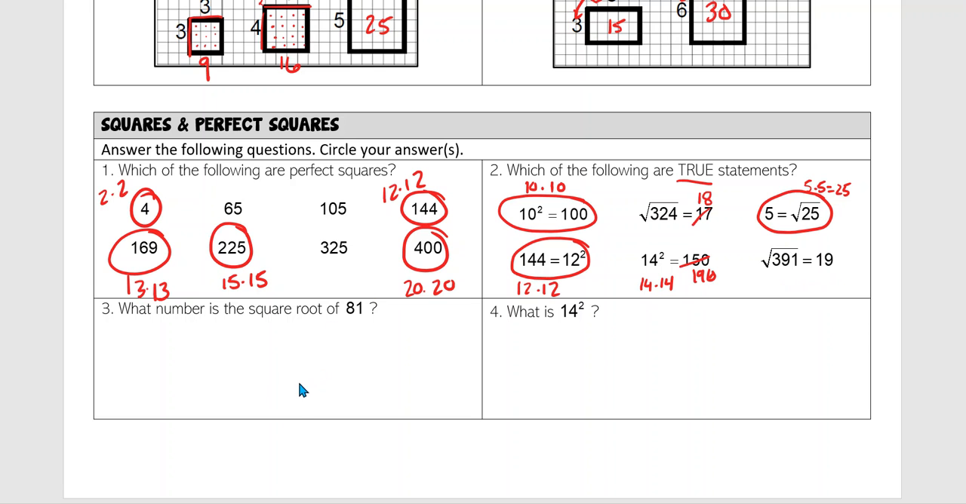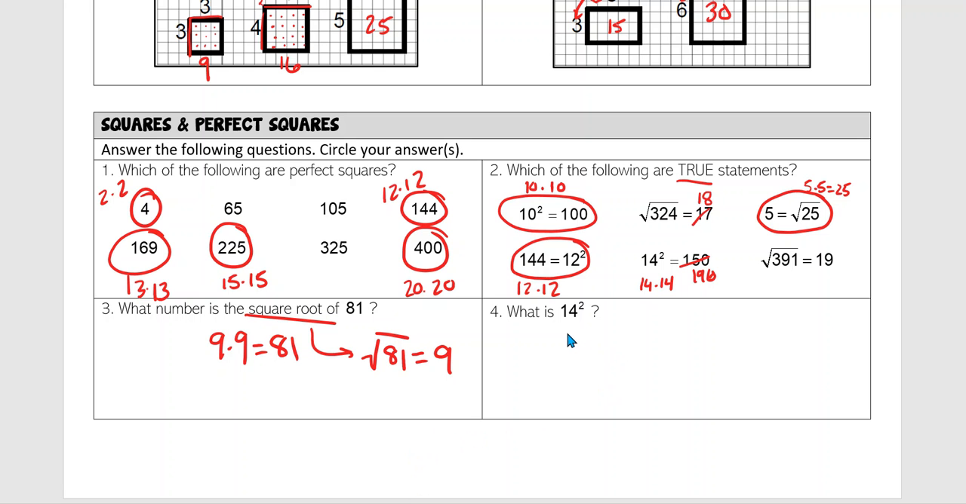If we want to know what number is the square root of 81, we want to know what number times itself is equal to 81. Go ahead and answer that now. All right, so something times itself is equal to 81. 9 times 9 is 81. So the square root, which is this symbol again, remember, of 81 is equal to 9.